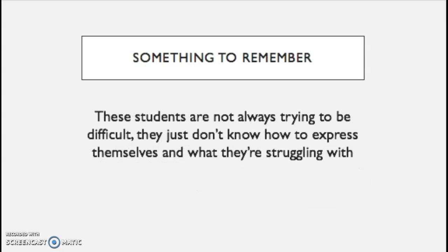And something that I just think is really important to remember is that these students are not always trying to be difficult. They just don't know how to express themselves and what they're struggling with. So be patient with that and do your best to help them by working with them and with their parents and with the school and community around them to try and help them be as successful as possible.